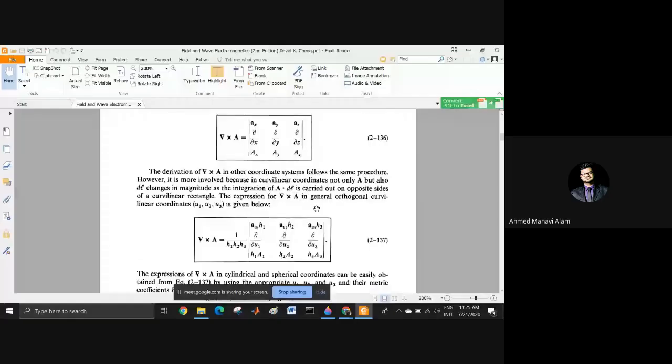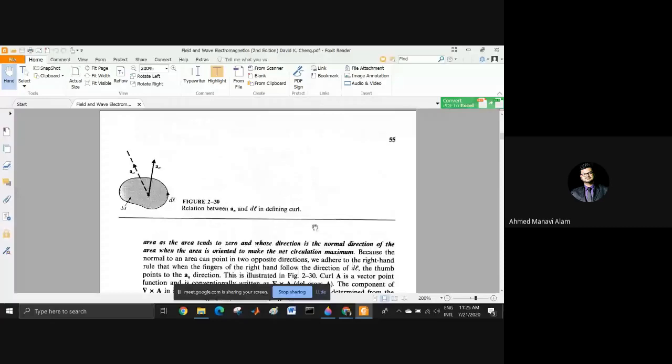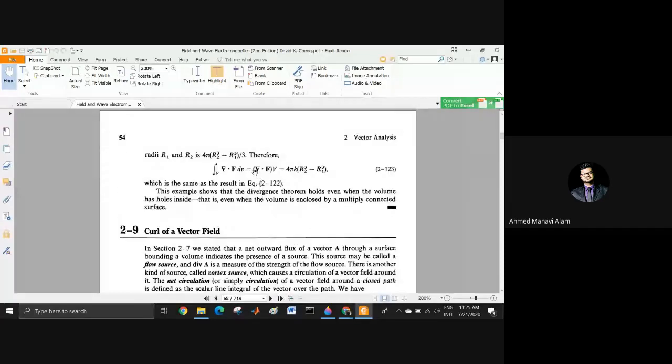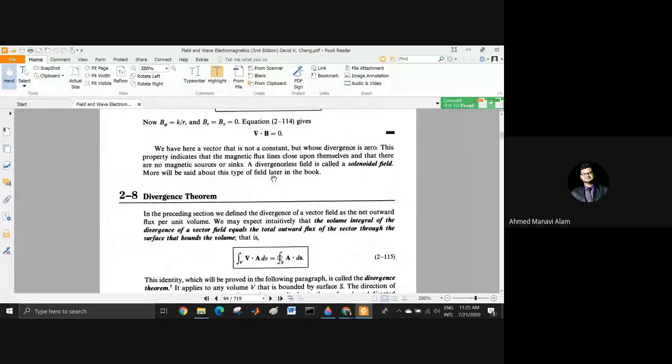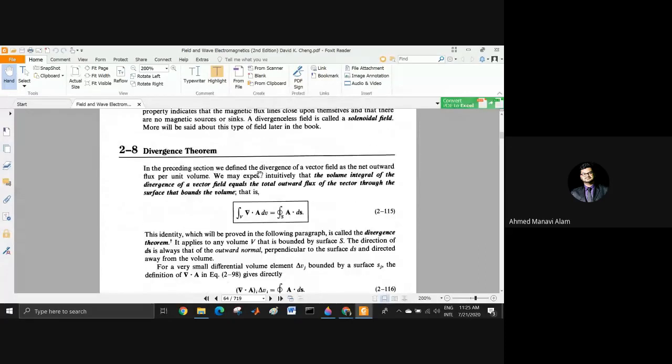Okay, now we will see two theorems. Two theorems we will try to understand and we will use them in different aspects. Take a look at these two theorems. Everything is here. I am discussing from Cheng's book. That book is given on our VLC. First, we'll come to the divergence theorem.